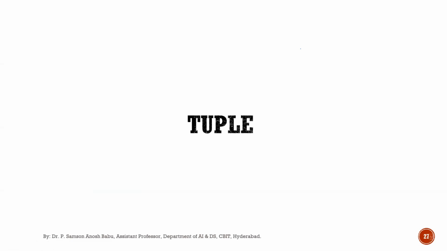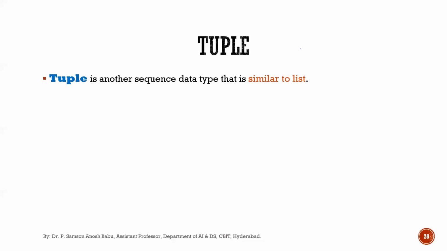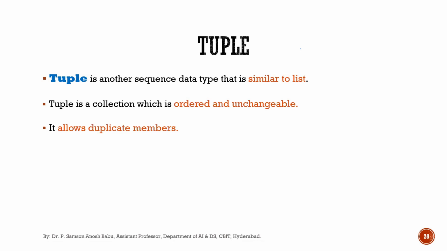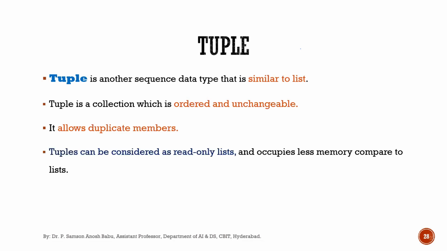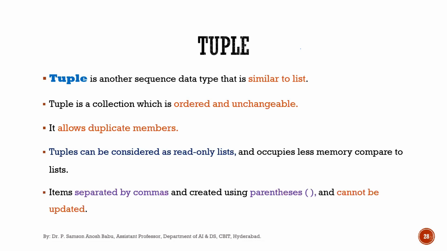Now we go for tuple, that is also similar to list. We see details about tuple. Tuple is another sequence data type that is similar to list. It's a collection which is ordered and unchangeable. It allows duplicate members. Tuples can be considered as read-only lists and occupy less memory compared to lists.